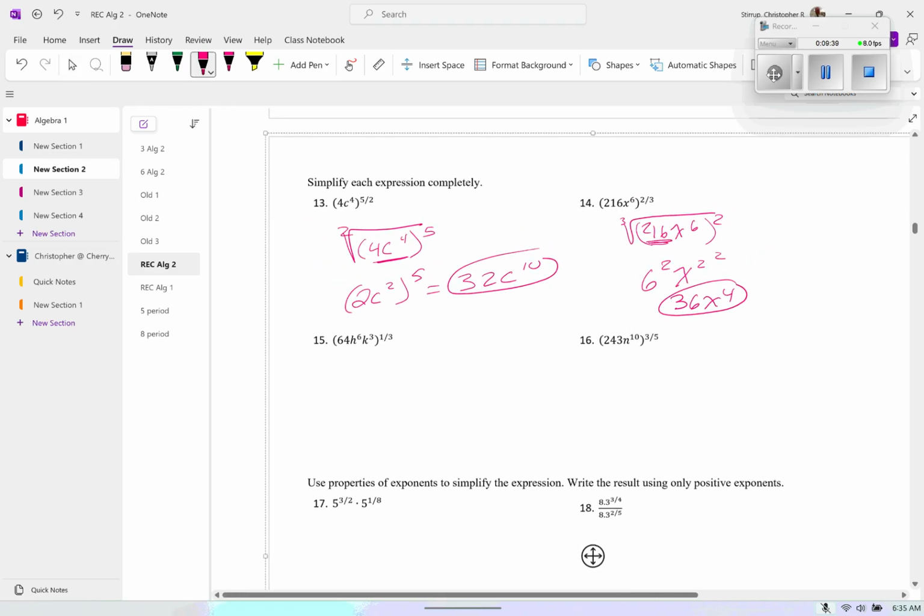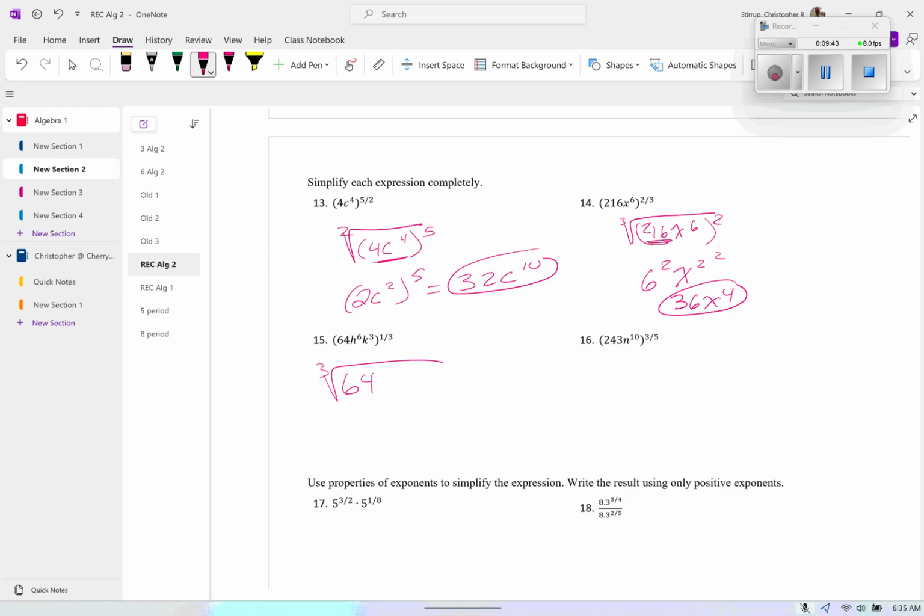And this one, we're going to do the third root of 64, and then I'm going to do h to the 6th, k to the 3rd. Third root of 64 is 4. Third root of this, 3 goes into 6 twice, so I get h squared. 3 goes into 3 once, so k, so we've lost our exponent, or radical.